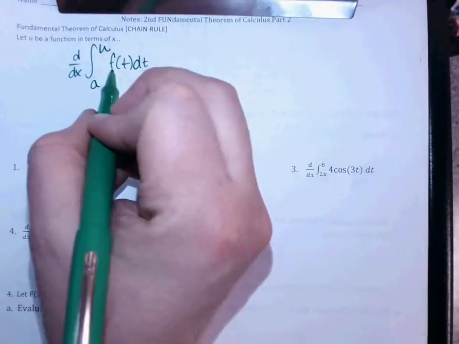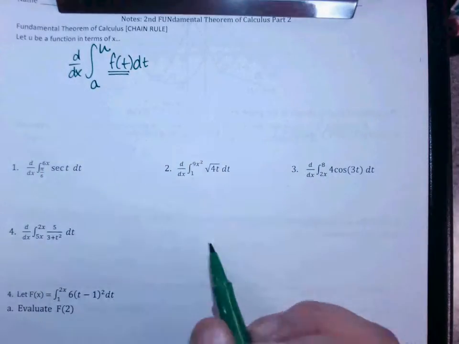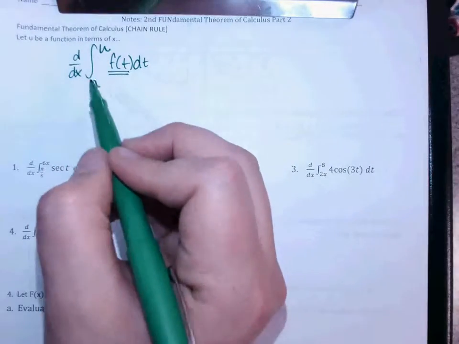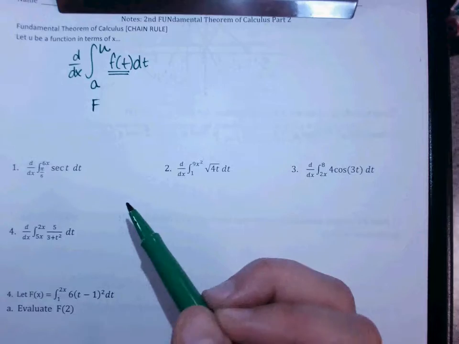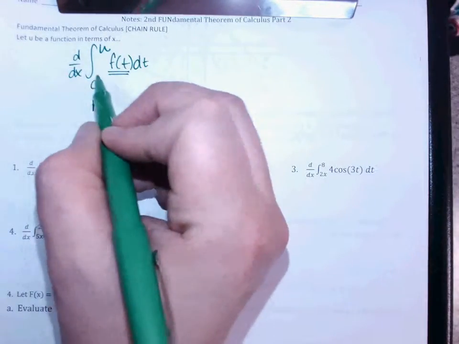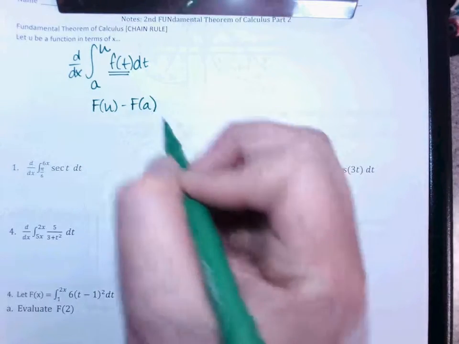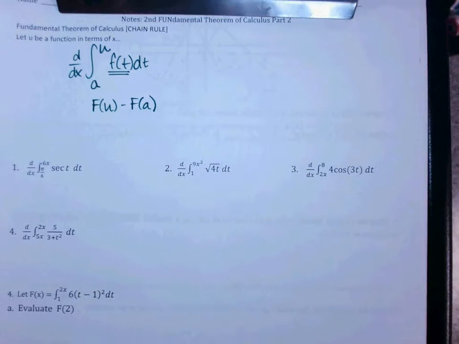So what is the antiderivative of little f? Capital F. Then which of these would I plug in first? F of u minus F of a. Okay, what's that? That's your fundamental theorem of calculus, right? You take the antiderivative, plug in the endpoints, and subtract.